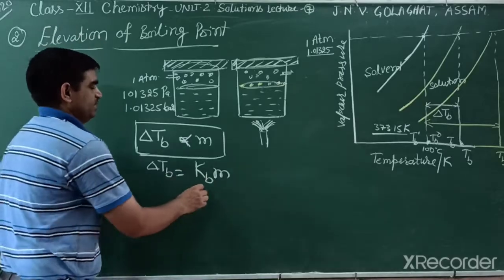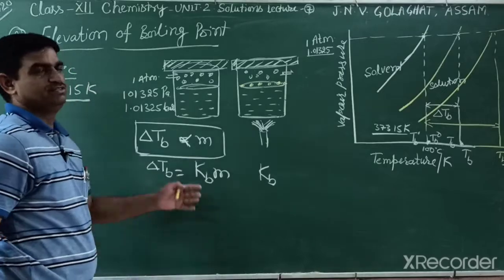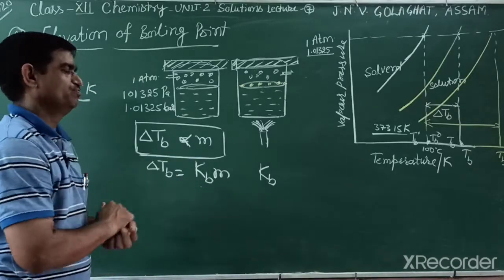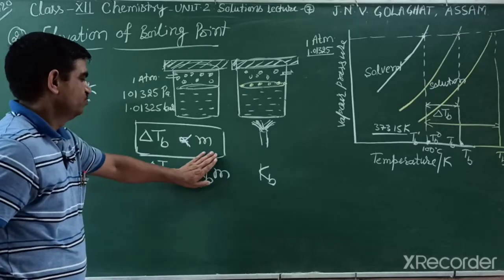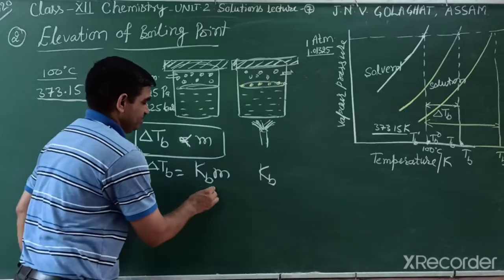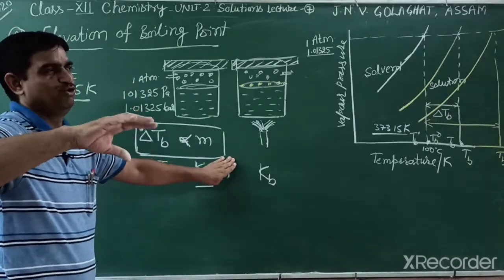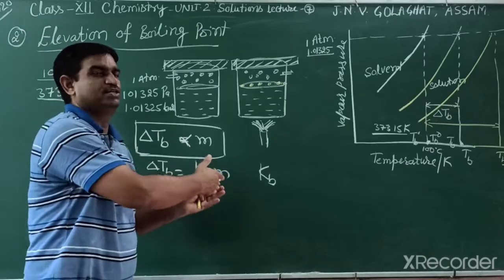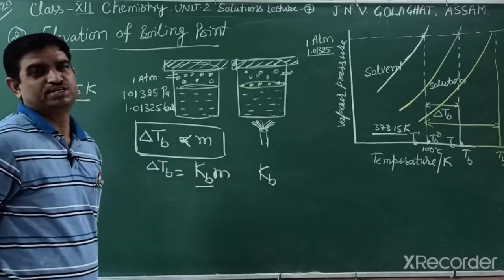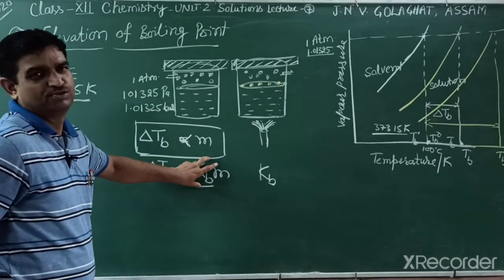So how can we identify this KB? KB is a constant, the molar boiling point constant, or ebullioscopic constant. How do we define it mathematically? If m is equal to 1, meaning a 1 molal solution, the elevation in boiling point is known as the molal boiling point elevation constant, or ebullioscopic constant.